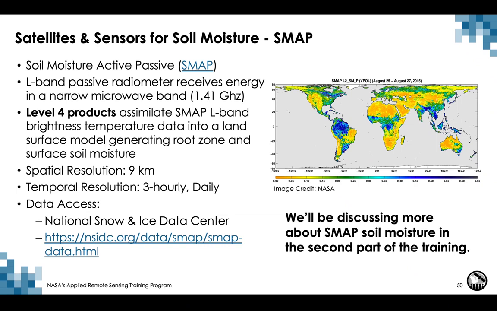SMAP data is used to model soil moisture using an L-band passive radiometer. Level 4 products assimilate SMAP L-band brightness temperature data into a land surface model, generating root zone and surface soil moisture at a 9-kilometer spatial resolution.